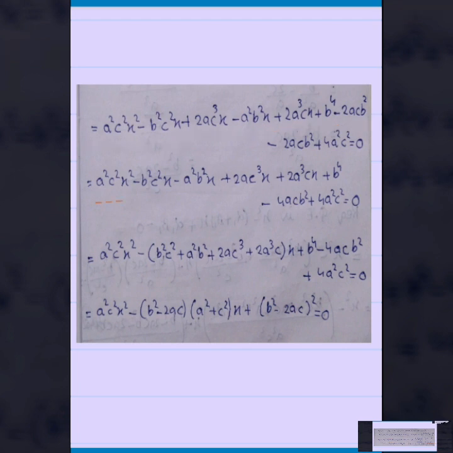If we solve that, we get a square c square x square minus b square c square x minus a square b square x plus 2ac cube x plus 2a cube cx plus b to the power 4 minus 4ac b square plus 4a square c square equal to 0.